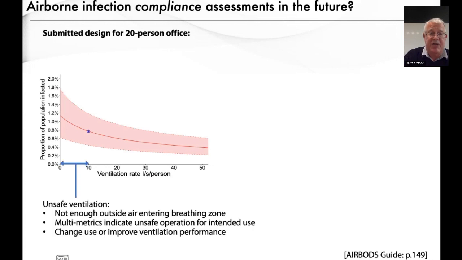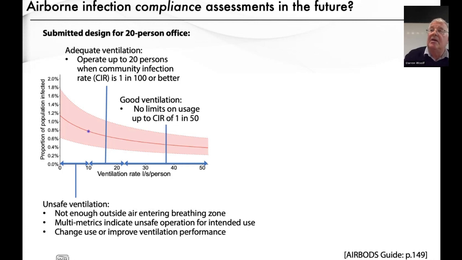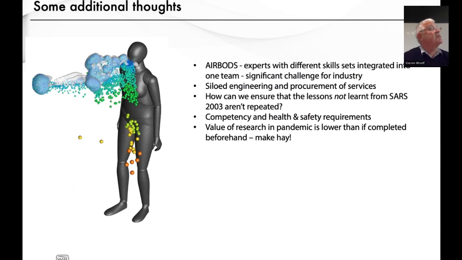You submit for an office, it shows you when it's unsafe to operate and you need to change or improve your ventilation performance. There might be a system where you can operate up to a certain community infection rate, and then where you can't operate, up to where you can operate without any limits, up to certain community infection rates. And we talk about the BODS tool as well, which again might be a route to go down for compliance. This is the final slide, just some additional thoughts.